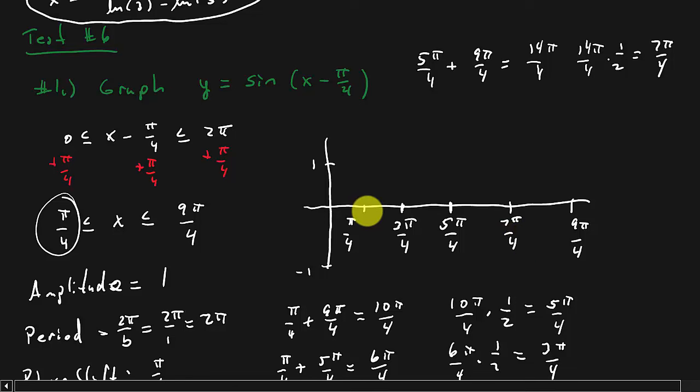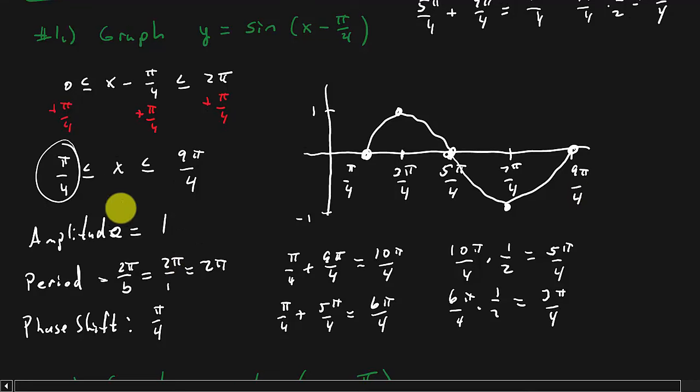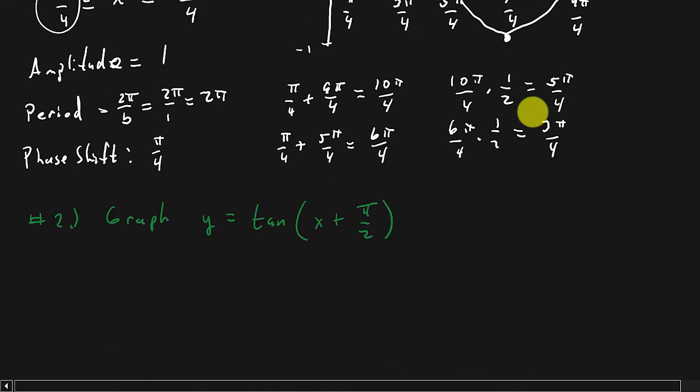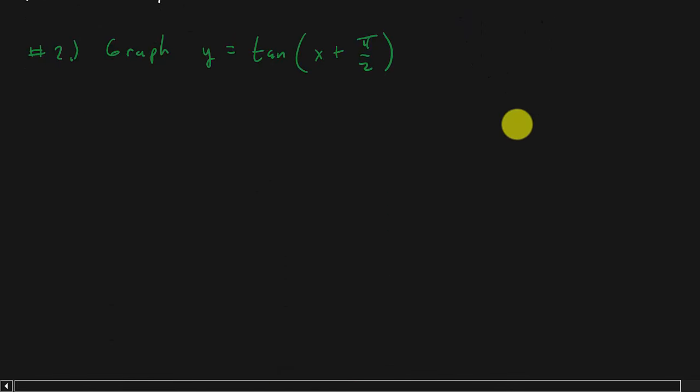And then remember, sine starts out at 0, then it goes to a max, 0, then it goes to its minimum, and then back to 0. And so there's your graph. You may have to label amplitude, period, and phase shift, and then you'd have to graph it and label those points.